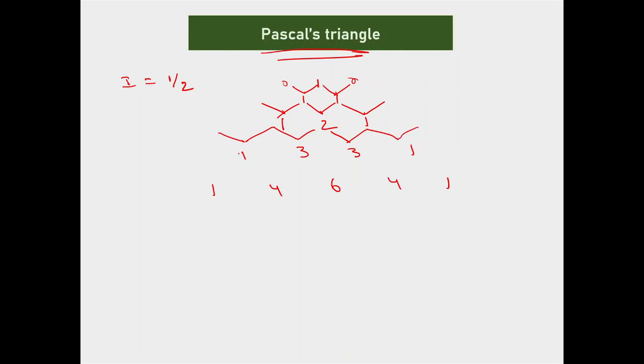Like that Pascal's triangle goes on. Then again 1, 1 plus 3 is 4, 3 plus 3 is 6, 3 plus 1 is 4, and here 1. So like this we can write it, it will go on and on. Okay, so this is Pascal's triangle. We already found out from the formula 2nI plus 1 that here the number of lines will be 4 lines. So now you tell me what will be the intensity then?